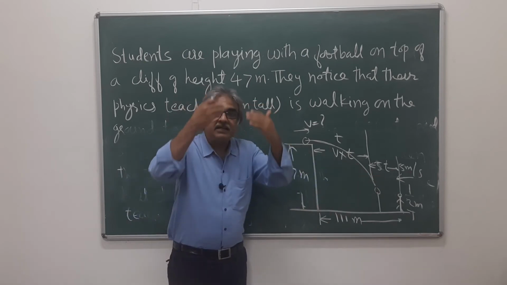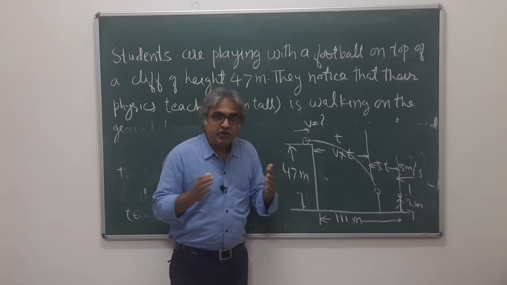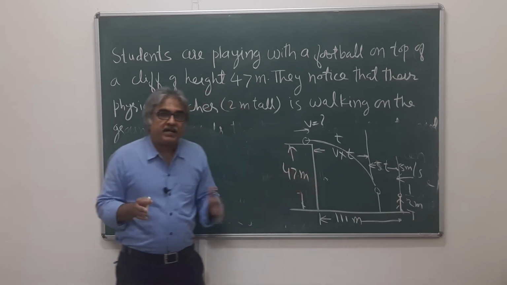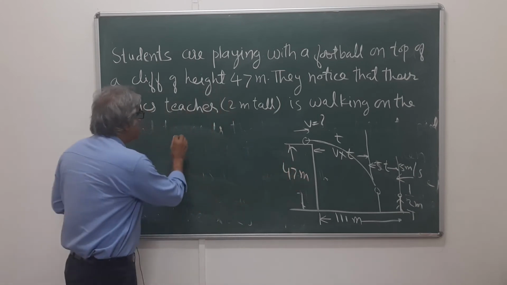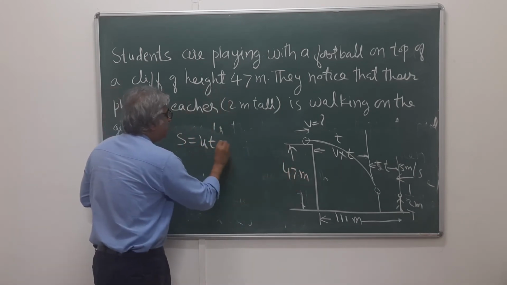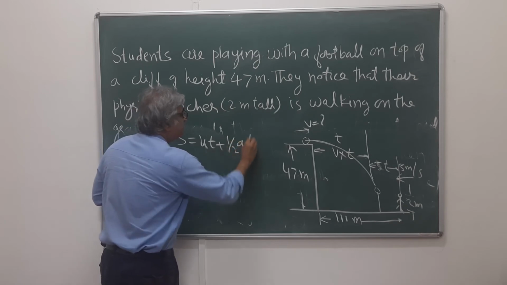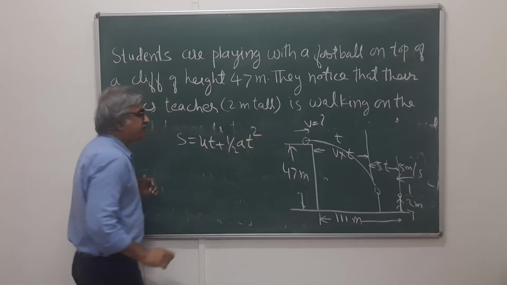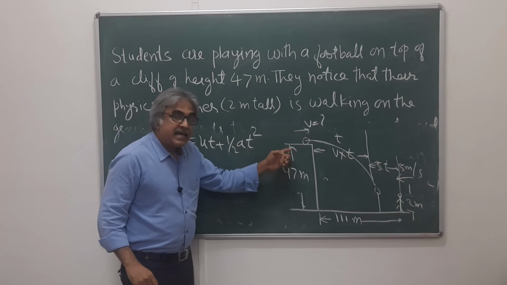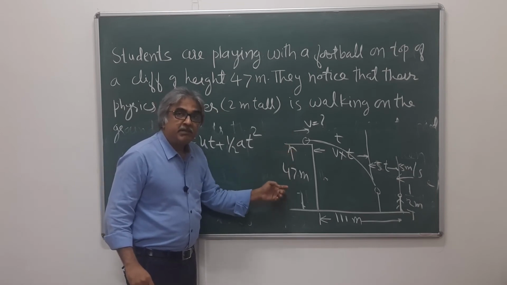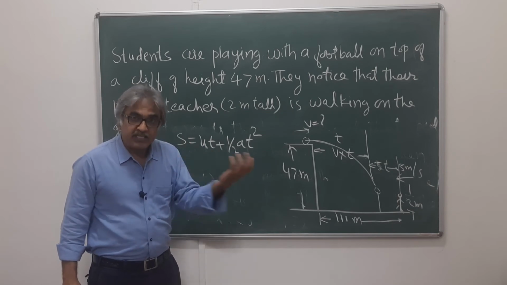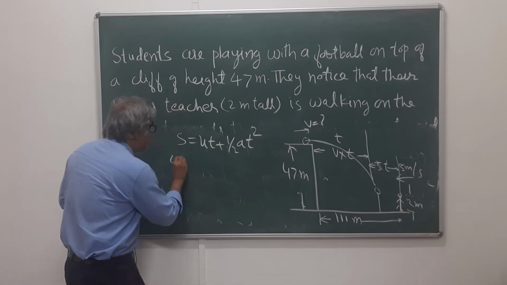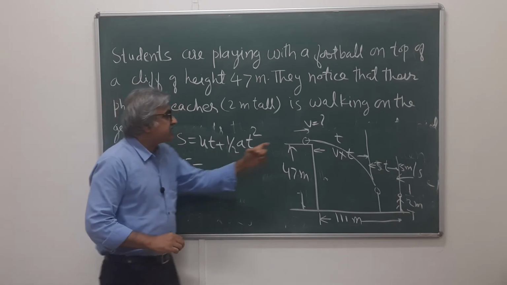But let's consider the vertical displacement only, because we can separate vertical movement from horizontal movement and write down the kinematic equation. S is equal to ut plus half at square. Now what is S? S is the vertical displacement. We know that displacement is 45, 47 minus 2. So this is 45. Time is T.